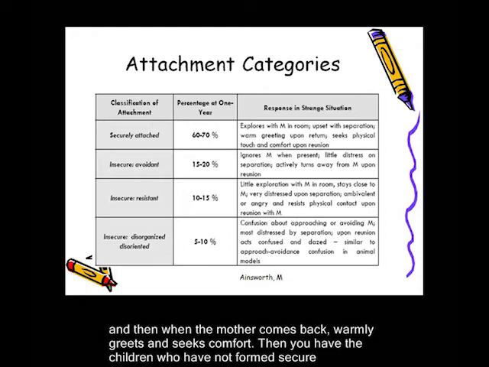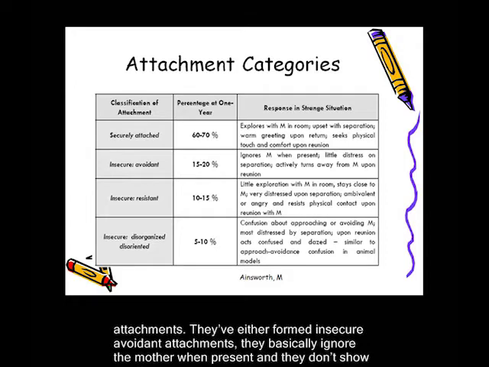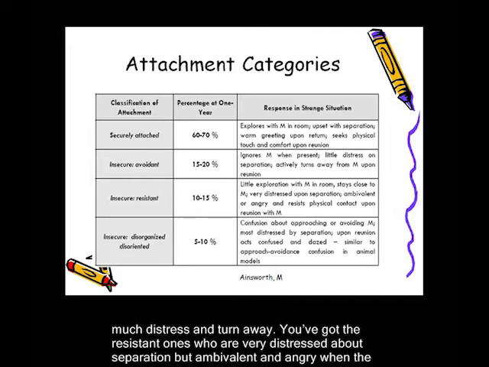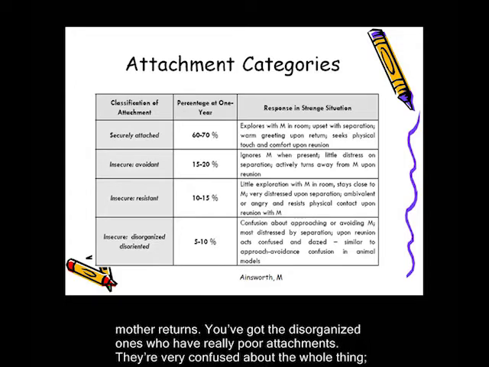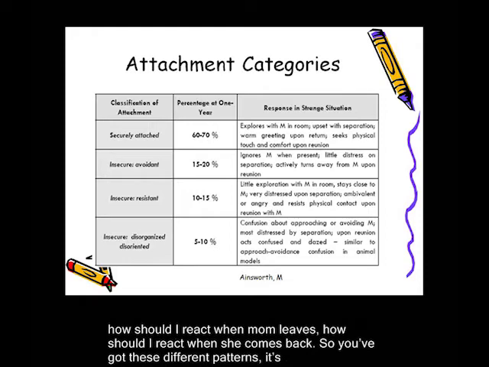And then you've got the children who haven't formed secure attachments. They've either formed insecure avoidant ones. They basically ignore the mother when present, and they don't show much distress and turn away. You've got the resistant ones who are very distressed upon separation, but ambivalent and angry when the mother returns. And you've got the disorganized ones who have had really poor attachment. They're very confused about the whole thing. How should I react when mom leaves? How should I react when she comes back? So you've got these different patterns.